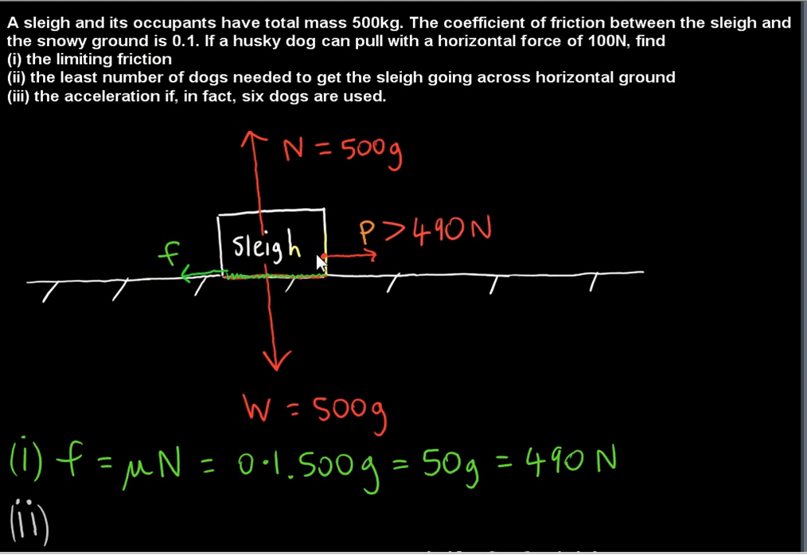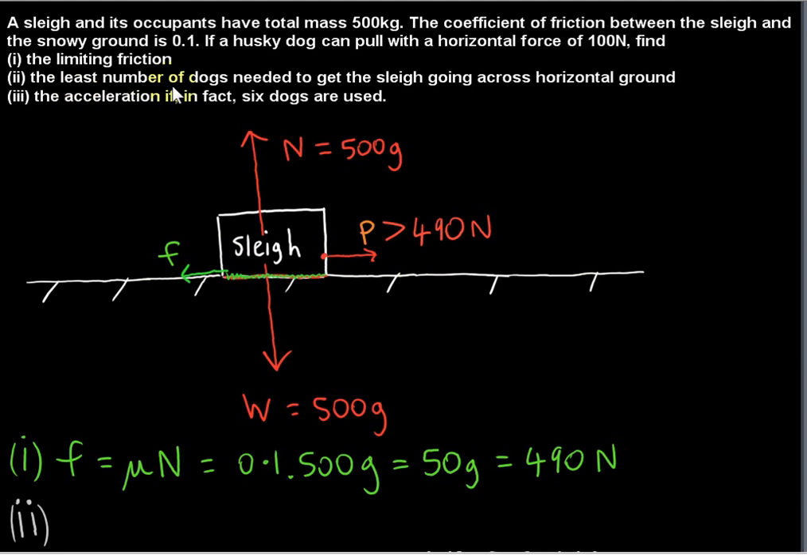So this means that for the sleigh to start moving, the pulling force P has to have a magnitude of at least 490 newtons. So the magnitude has to be greater than 490 newtons. Then the sleigh will move to the right, and a friction force of 490 newtons will act continuously on the sleigh. So we'll have a constant force of 490 newtons in magnitude acting to the left. So no matter how big P gets, this constant force will be acting to the left. This force will never change, even as P increases, as we increase, say, the number of dogs that are pulling on the sleigh.